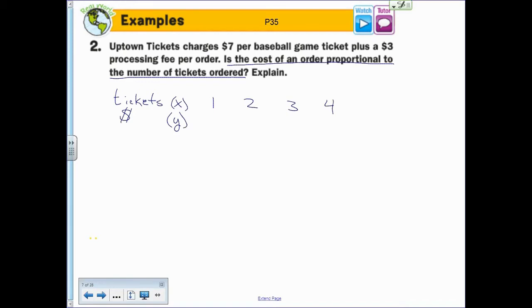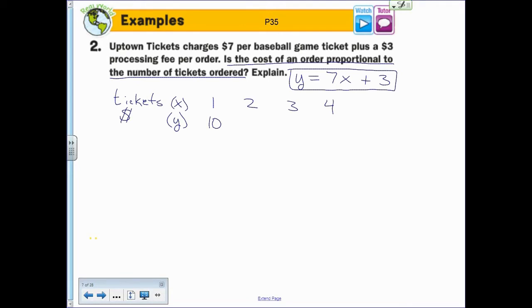We know that it costs $7 per ticket, so we can multiply 7 times the number of tickets, and then it says plus a $3 processing fee. That's a one-time thing, so that's a constant, so plus 3. This will give us our Y number, so we could actually write this as our function. Y equals 7 times the number of tickets plus a $3 processing fee. So if I plug 1 in to this, we get 7 times 1 is 7, plus 3 is 10. So it would cost $10 to buy 1 ticket.